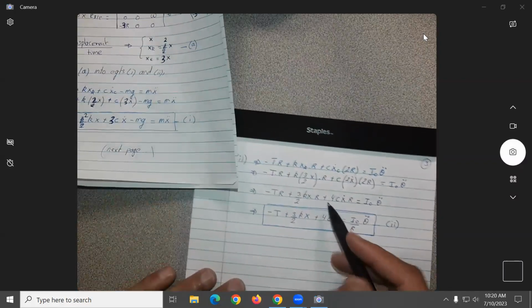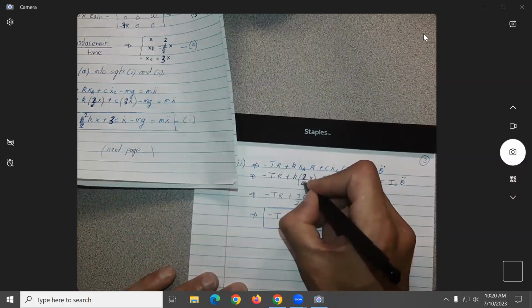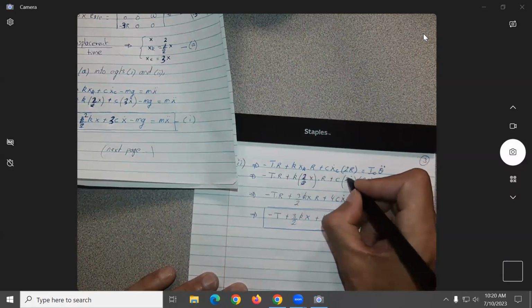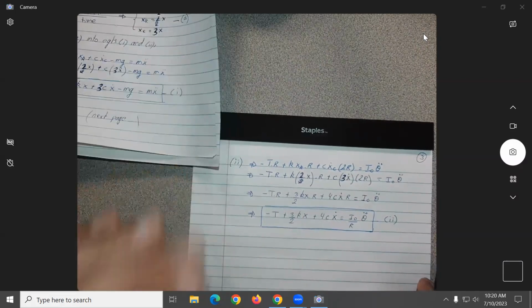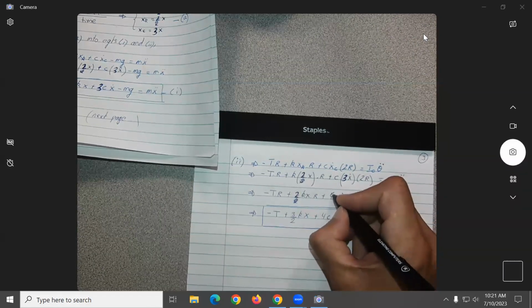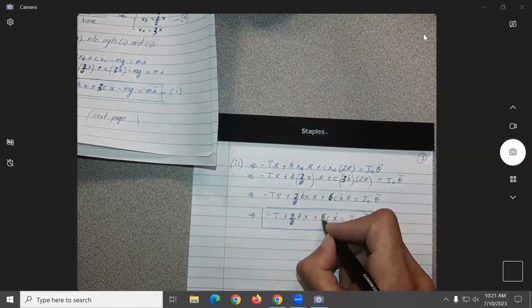X sub k, now this is 2. Instead of 2/3, instead of 1.5, so 2. And this one is 3, no? 3. So this is going to give us 2 over here and 6 over here, correct. So again, this will be a 2. And this becomes a 6.